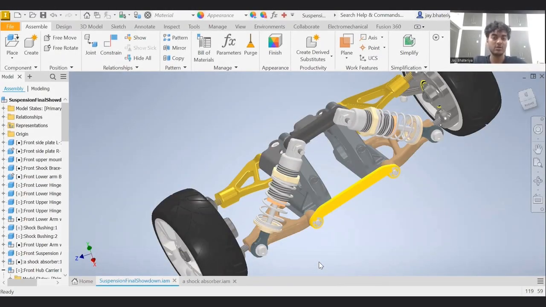Let's analyze the working of the shock absorber. As you can see, the shock absorber is connected to the side plate. This is done so as to ensure that the shock absorber is securely fixed at its location and has a stable point for its operation.